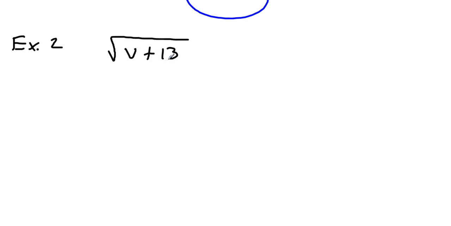All right, let's go square root of v plus 13 plus 4 equals 10. Okay, same thing. You've got your square root here. You've got to get rid of this plus 4. So go minus 4.